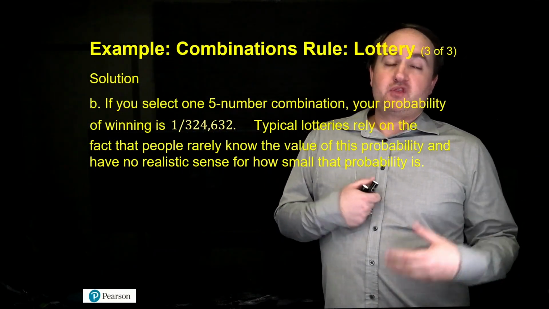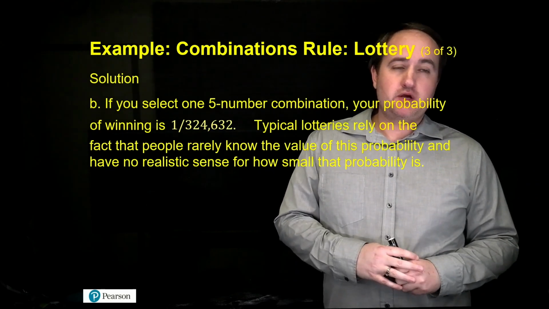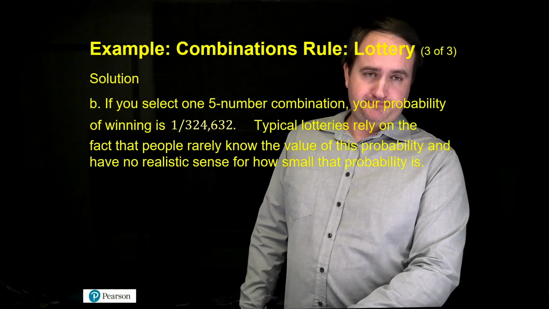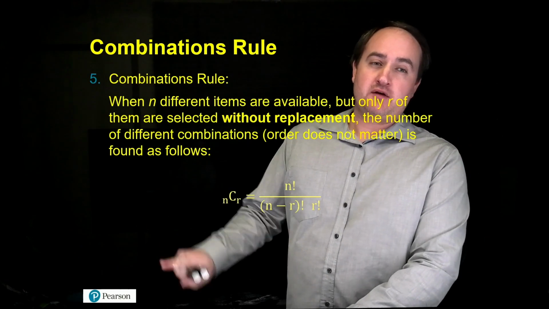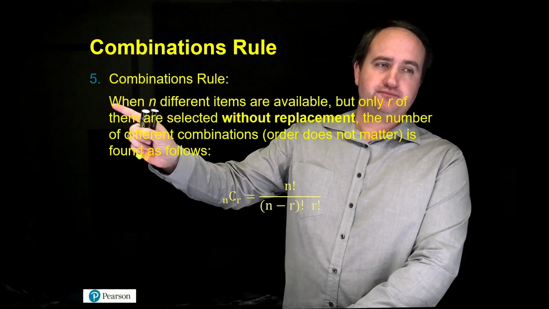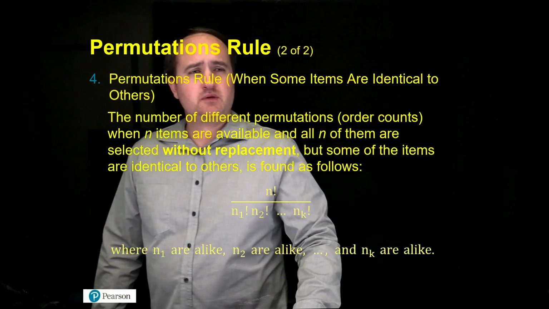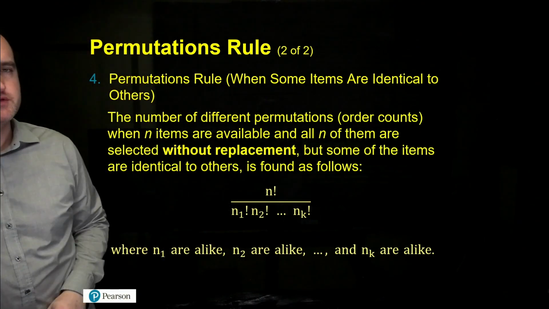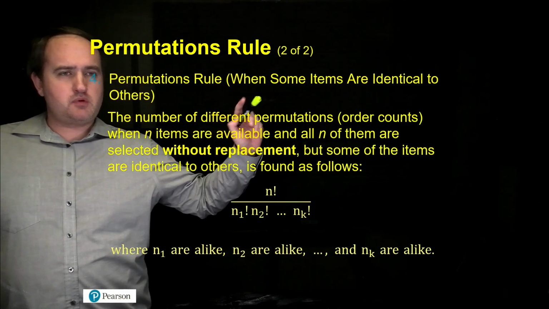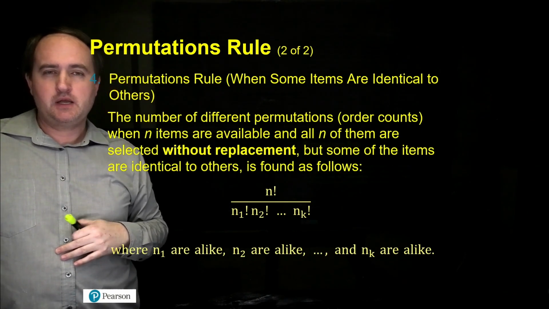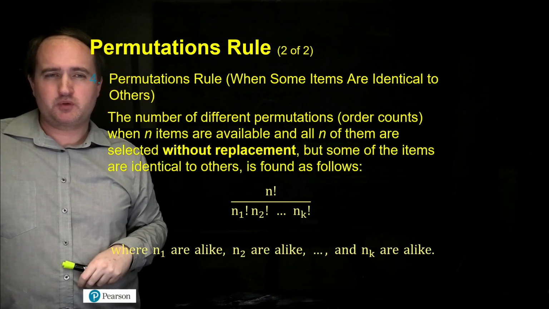And then the last method of counting that you're going to need for your homework in my course is actually the one that they cover 4th in the book. And that's a special type of permutations. Okay, so the permutations rule when some items are identical to others. This does show up in at least 2 of your homework problems.